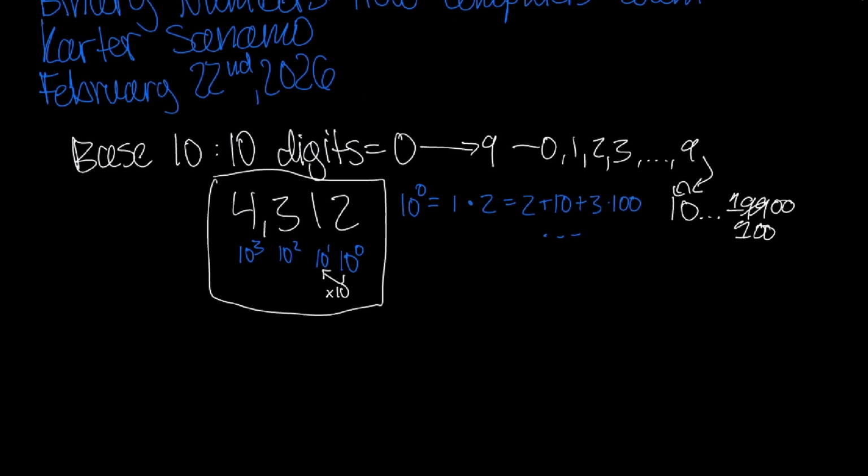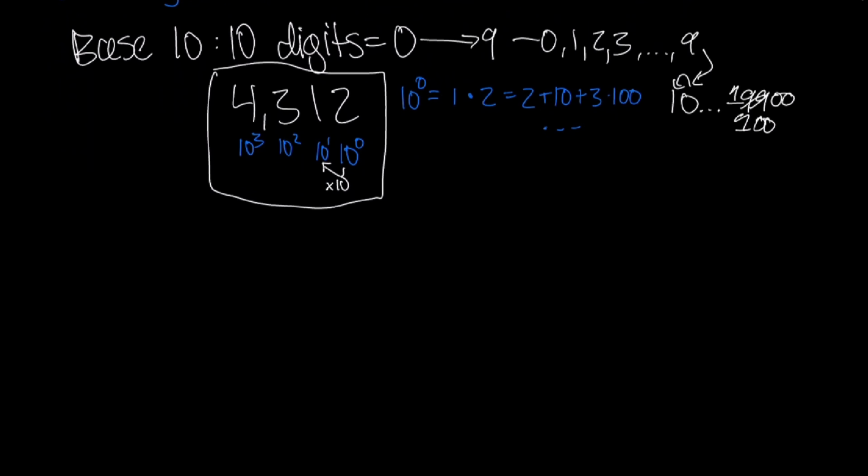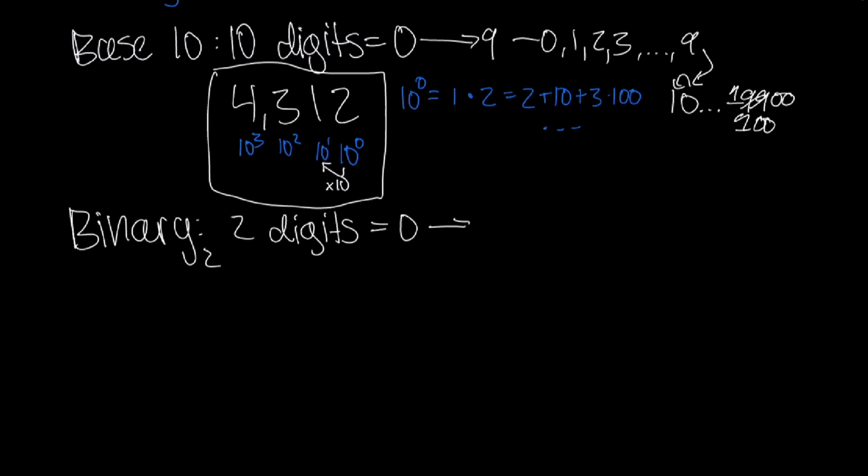You've known this idea ever since you were a kid. You just never actually thought it out loud this way. Now, binary is actually the exact same. The only difference is that instead of 10 digits, there are only 2 digits, which are obviously 0 through 1. So you run out of digits almost immediately.